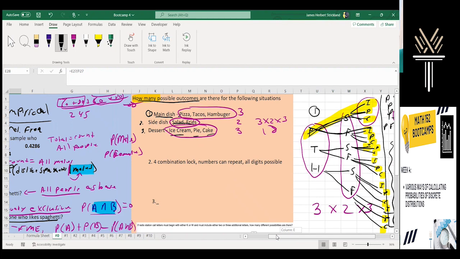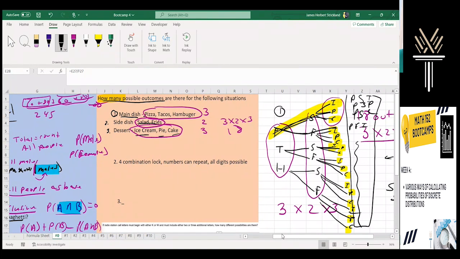So let's do the second one a little faster then. So this says numbers here. They actually really mean digits, or I guess I meant, because I wrote the question. So we've got a 4 combination lock. So we know there's going to be 4 possible numbers: 1, 2, 3, 4. The numbers can repeat, so you can use the same number over and over again, and all digits are possible. So every number from 0 to 9 is possible.